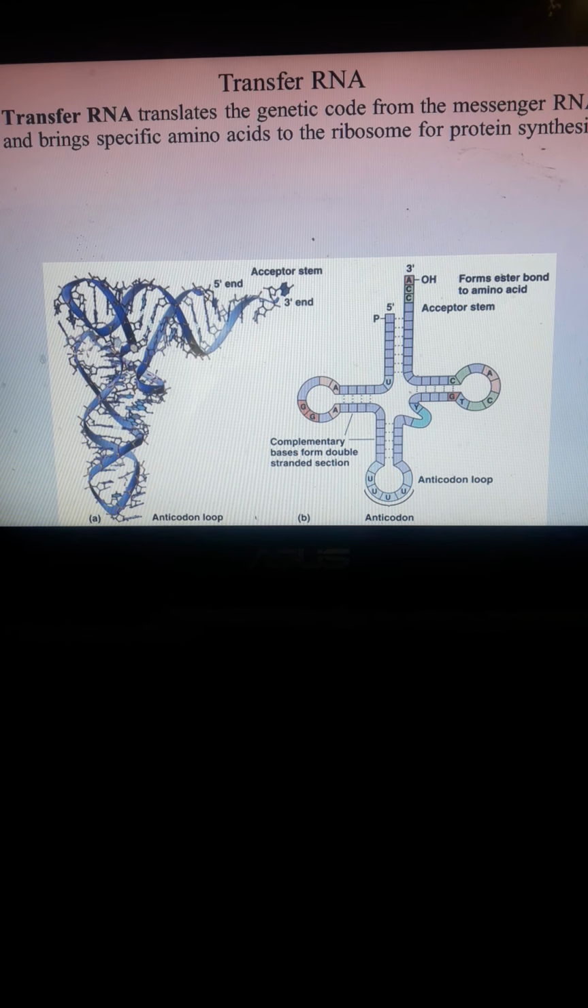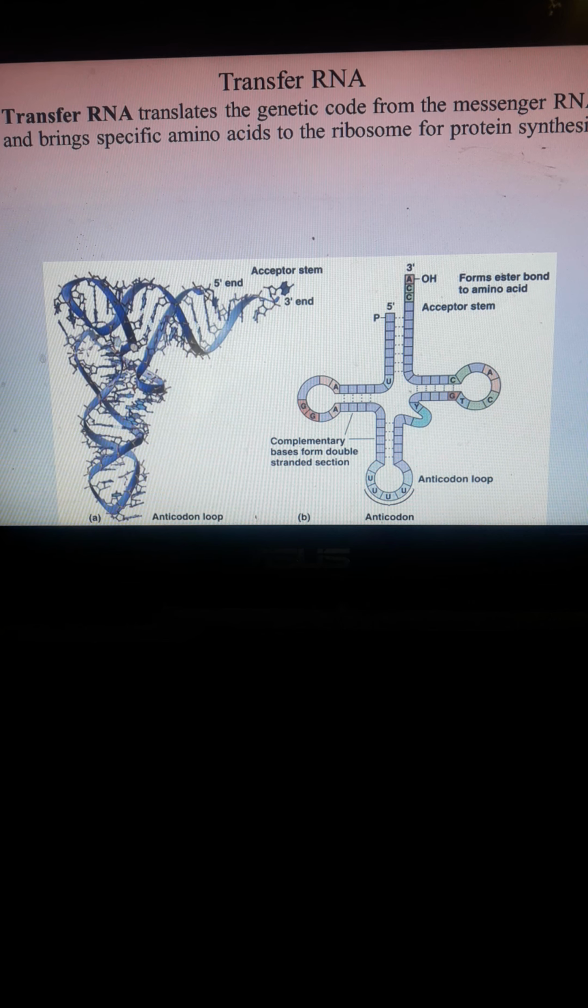Okay. To continue with our discussions, we go now to transfer RNA. Transfer RNA, or tRNA, translates the genetic code from the messenger RNA and brings the specific amino acids to the ribosomes for protein synthesis. So that is the main function of the RNA. So parang nag-transport ng mga genetic code.